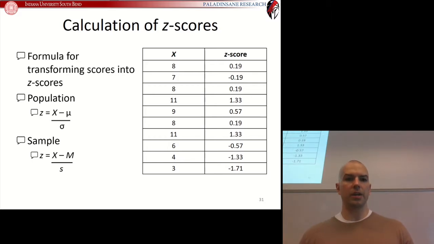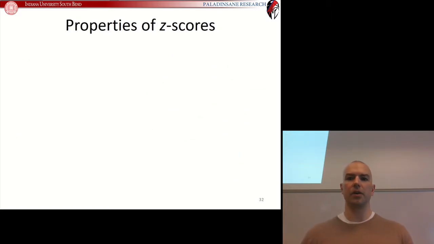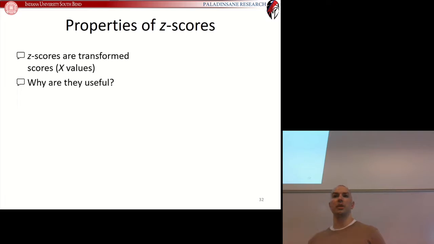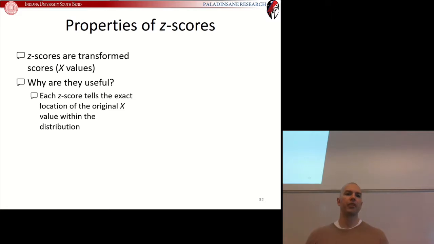But let's continue on with the properties of a Z-score. I did allude to these earlier. They are transformed scores. A Z-score is a transformed raw score. So why are they so extremely useful? The reason is that the Z-score tells you the exact location of that original score within its distribution. A Z-score will tell you where that score is located, whether it's high or low, whether it's really high or really low, or just a little high or just a little low. It will give you all of that in one number.